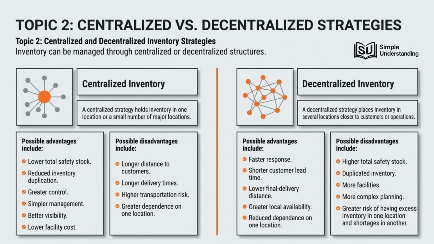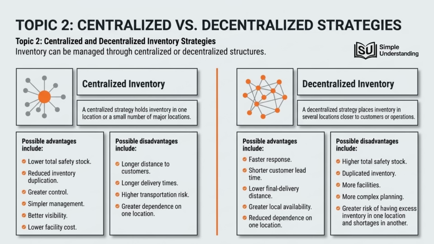Topic 2. Centralized and decentralized inventory strategies. Inventory can be managed through centralized or decentralized structures. Centralized inventory: a centralized strategy holds inventory in one location or a small number of major locations. Possible advantages include lower total safety stock, reduced inventory duplication, greater control, simpler management, better visibility, lower facility cost.